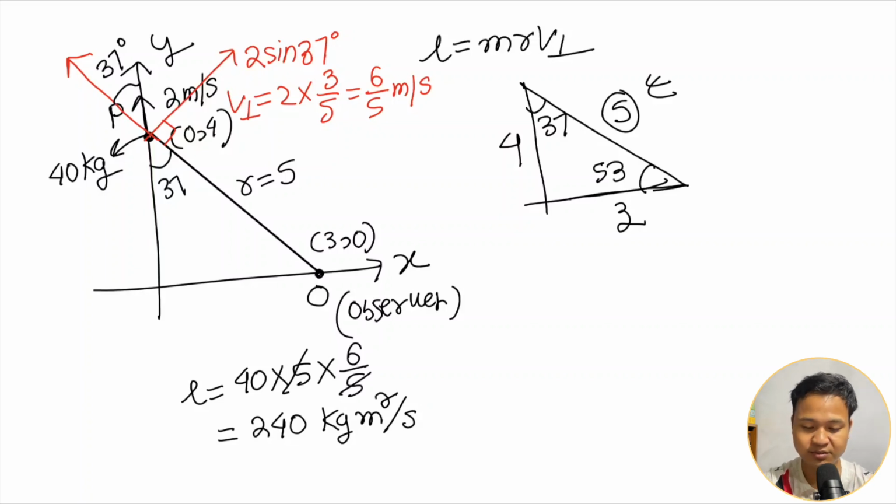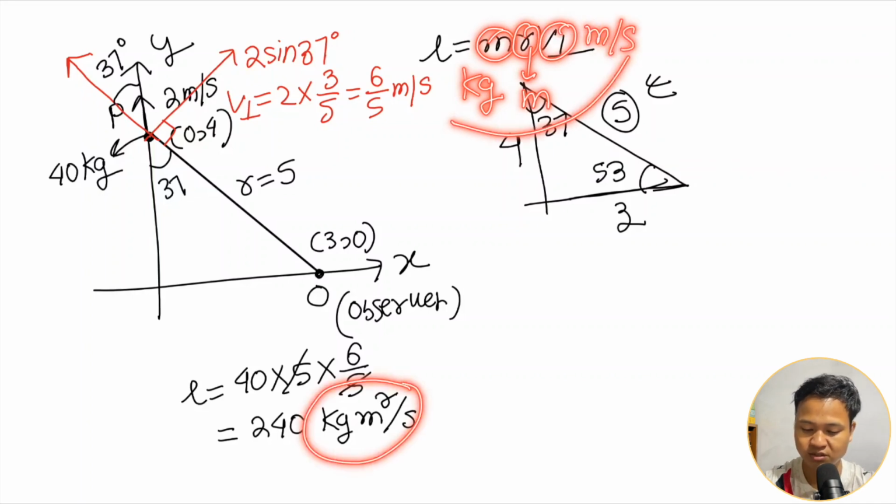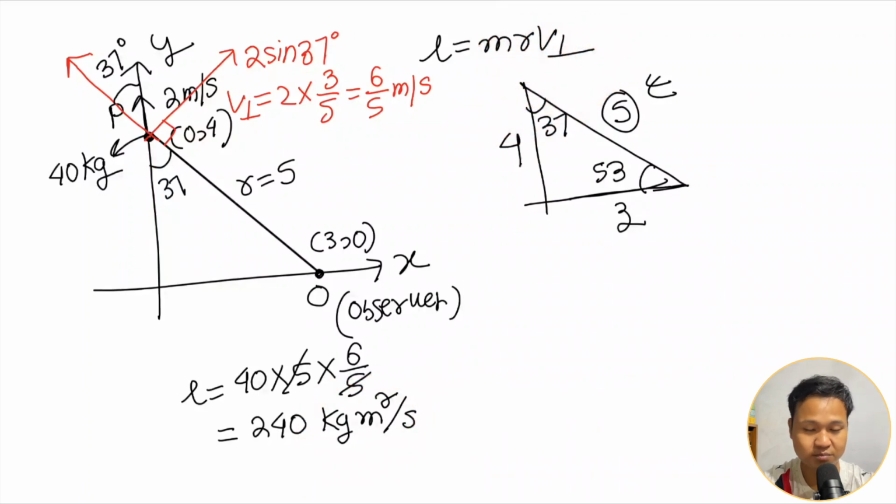But then the unit is given here, so you can derive your own unit. So here this is kg, the unit of r is meter, and the unit of velocity is meter per second. Multiplying them, you'll get kg meter square per second. Okay, so that is the unit of angular momentum.